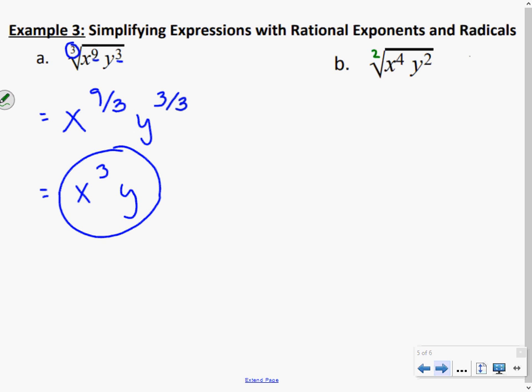But we need to write it here because we know that we need to convert this back into rational exponent form. So we need to go back and divide our exponents inside by the index outside. So we get x to the 4 divided by 2 power, y to the 2 divided by 2 power, and again, we're just going to simplify those rational exponents by dividing. We really get x squared times y to the 1st, which again is just y.